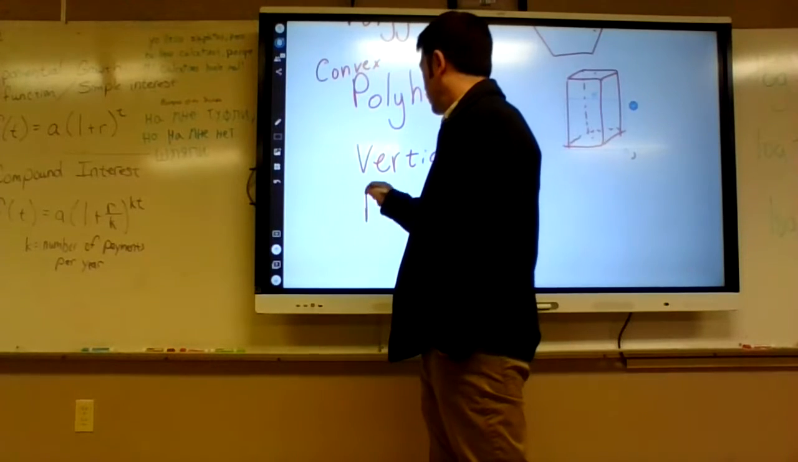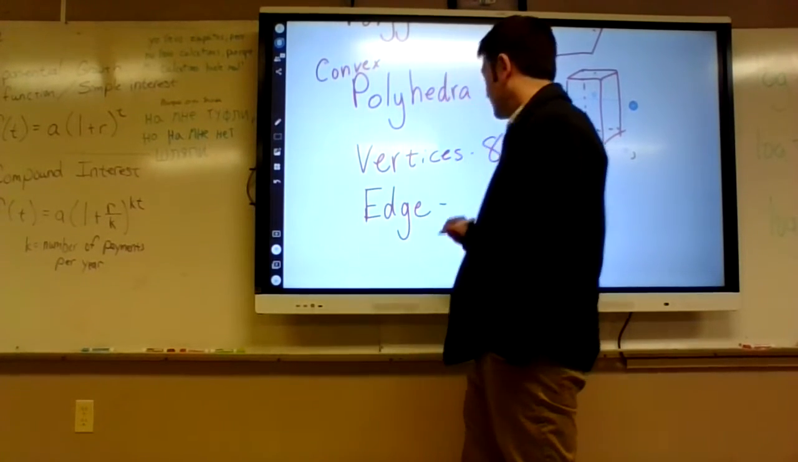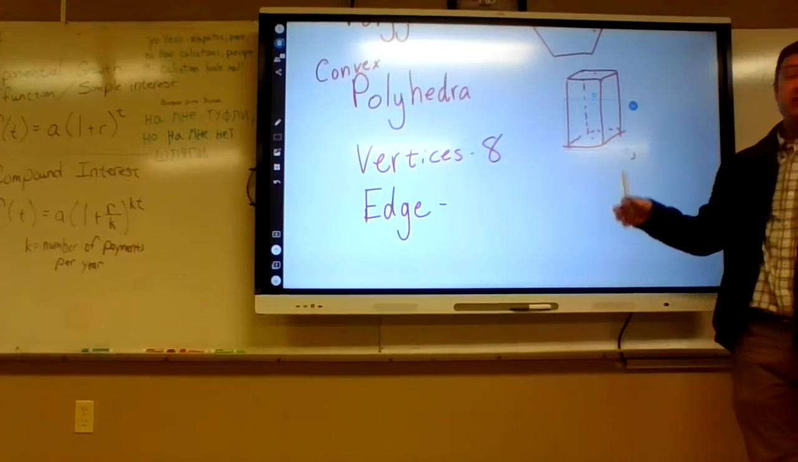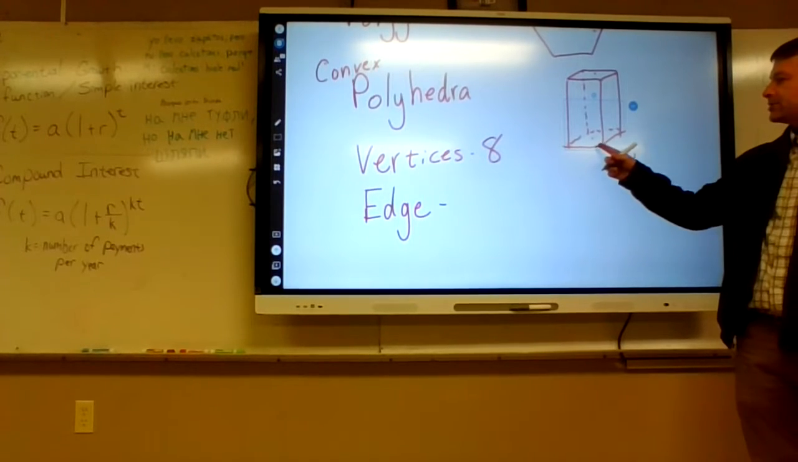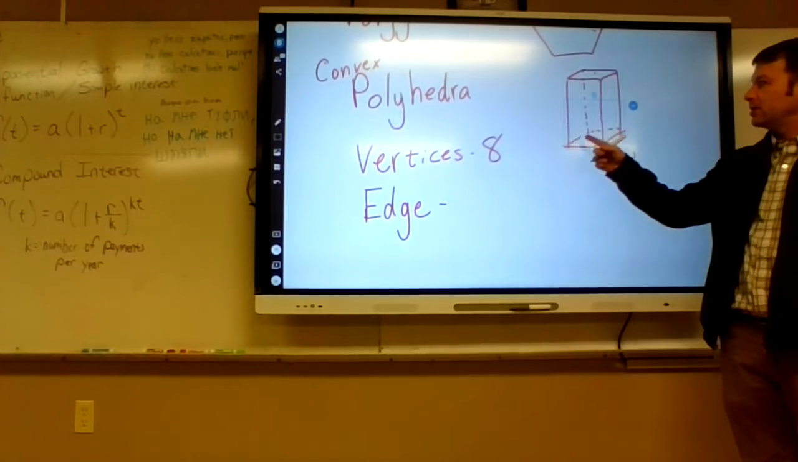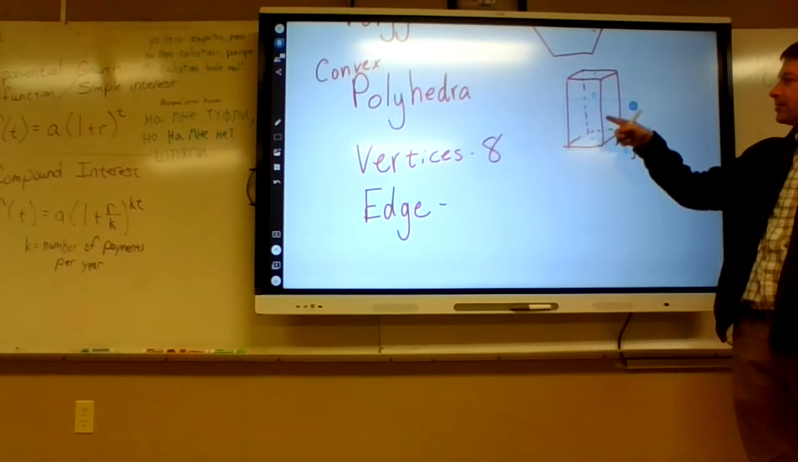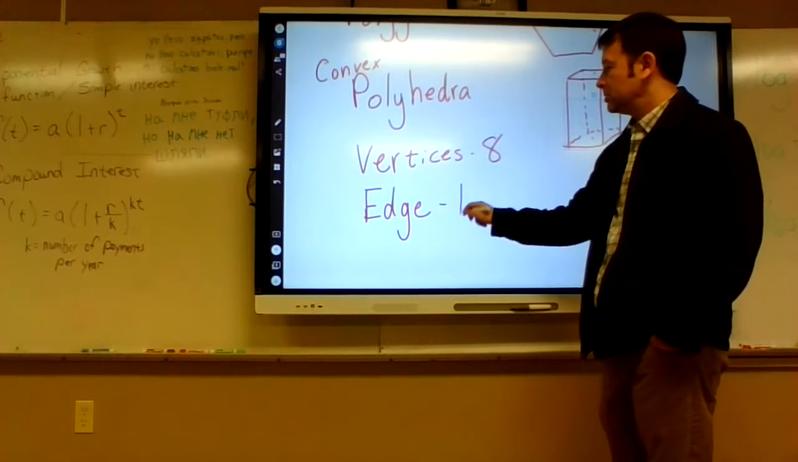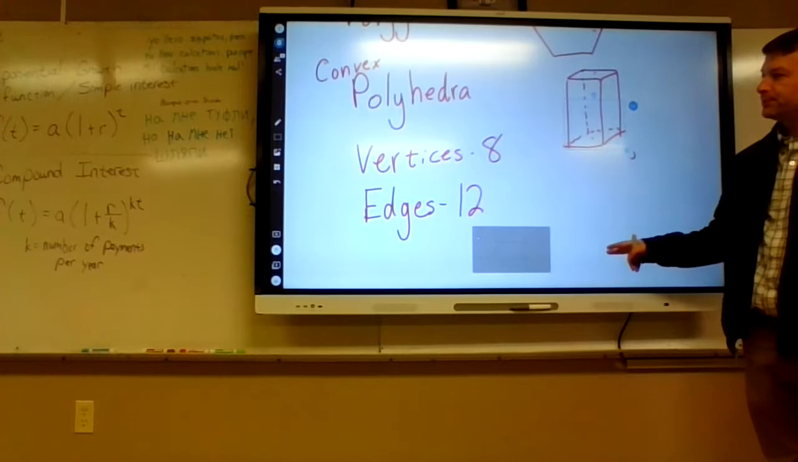And then, what are you thinking edges? The lines between two vertices. Yeah, it's these line segments that make up the corners. So how many edges are on the bottom? 4. How many edges are on the top? 4. How many are lateral? 4. 4 plus 4 plus 4 is 12 edges.